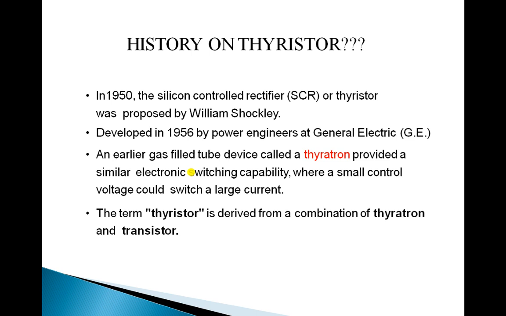In this, first was the silicon control rectifier, which I am going to discuss with you all. It was developed in 1956 by power engineers at General Electric Lab. Earlier, a gas-filled device called a thyratron tube was used for switching purposes, and the name thyristor is derived from the combination of two words, thyratron and transistor. So thyristor is a device which has the properties of both thyratron and transistor.